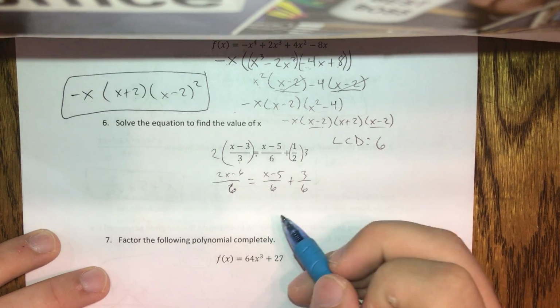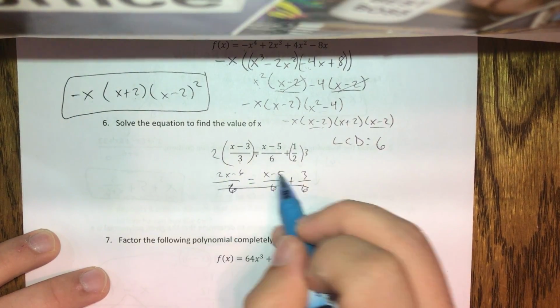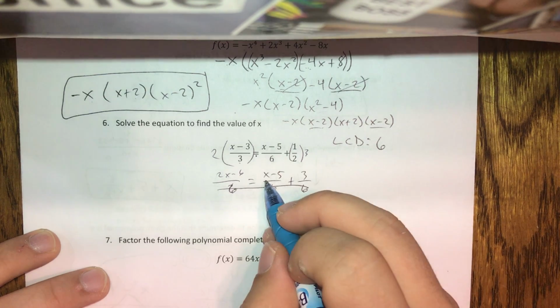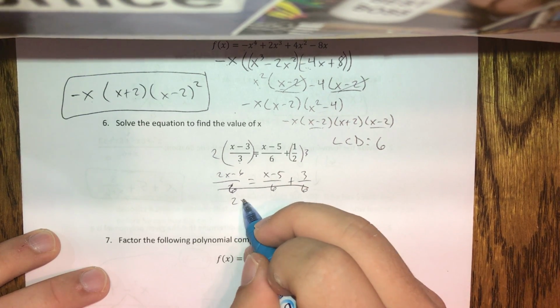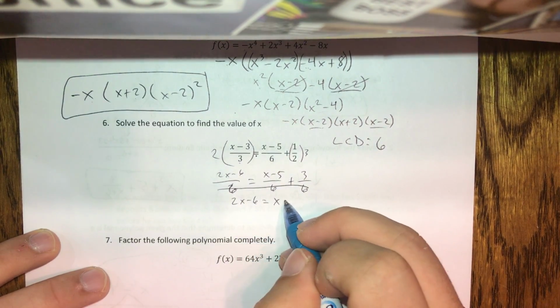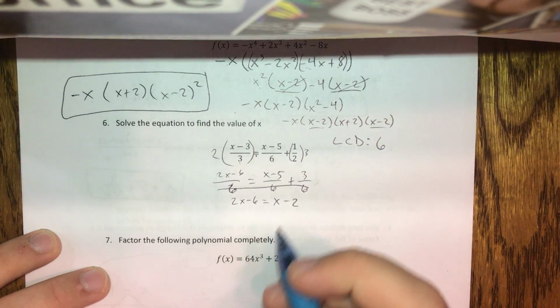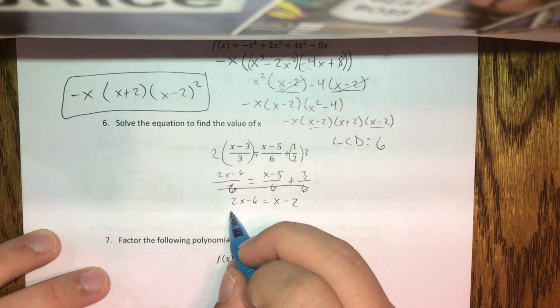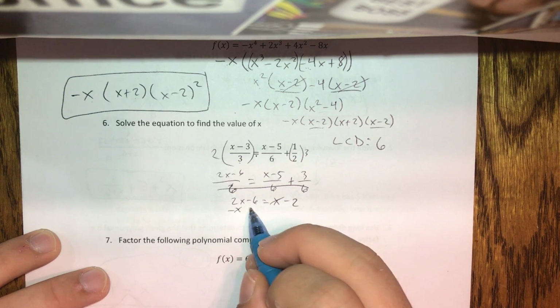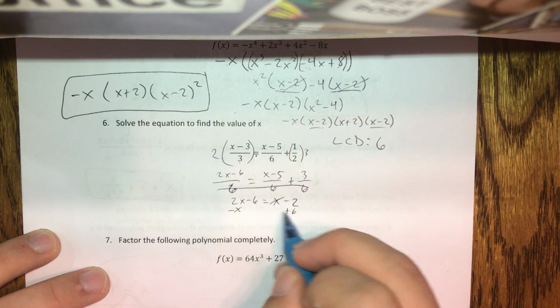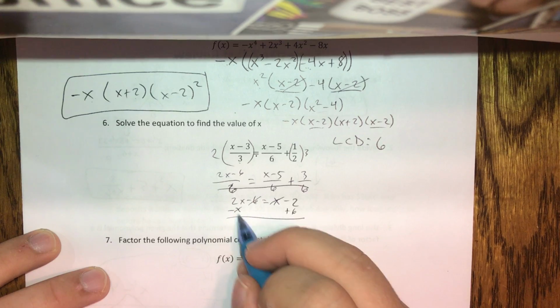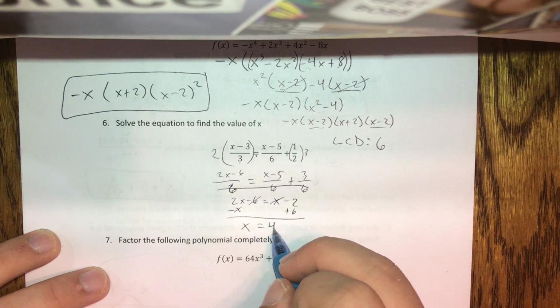Now that you have the common denominators, I don't need them anymore. We can just solve for x on top. And so we'll combine like terms over here. So 2x minus 6 equals x minus 2, because negative 5 plus 3 is negative 2. And then I want to get x's together. So I'm going to move this x over here by subtracting x. And I'll move this negative 6 over here by adding 6. And so we get x equals 4.